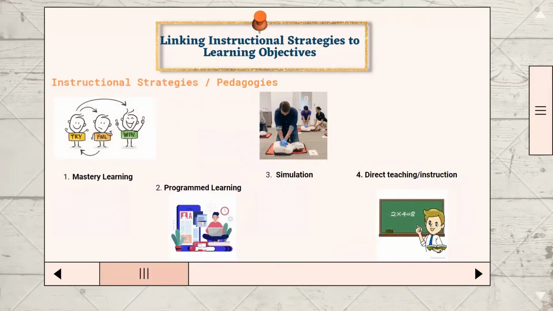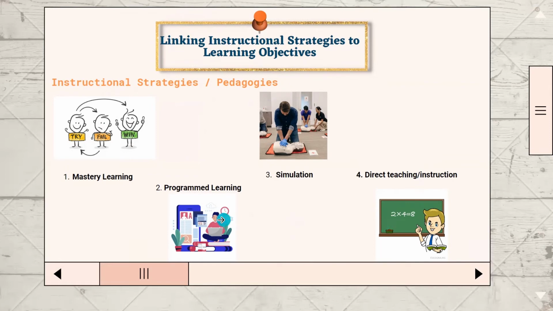Next is the mastery learning. Mastery learning focuses on attaining mastery level. So for example, grade A as an indicator of mastery of a subject by almost all of the students.